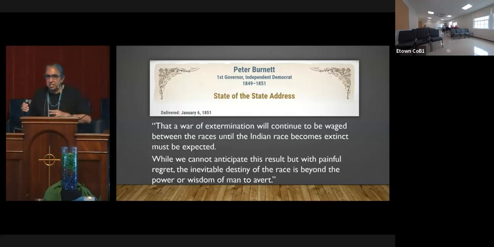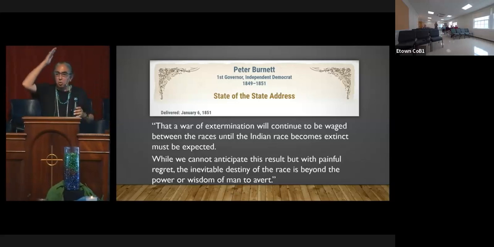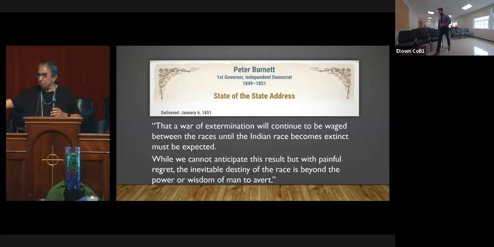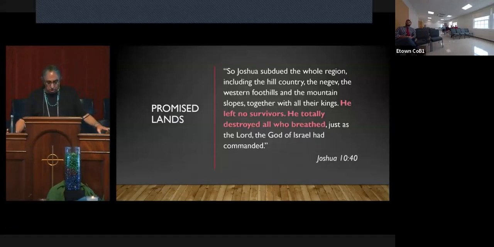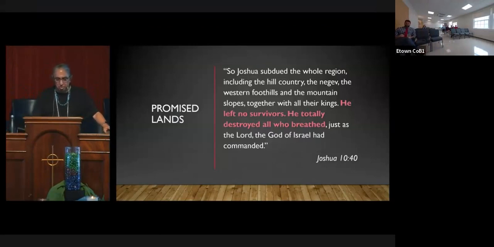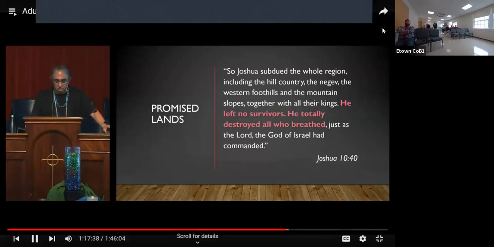He's not saying disease has broken out and we can't stop its spread, nor is he saying famine has struck and we can't feed these people. He is literally saying we can't stop killing them until we complete our manifest destiny, which is perfectly in line with promised land theology. In Joshua 10, it says, so Joshua subdued the whole region, including the hill country, the Negev, the western foothills, and the mountain slopes, together with all their kings. He left no survivors. He totally destroyed all who breathed, just as the Lord, the God of Israel, had commanded.